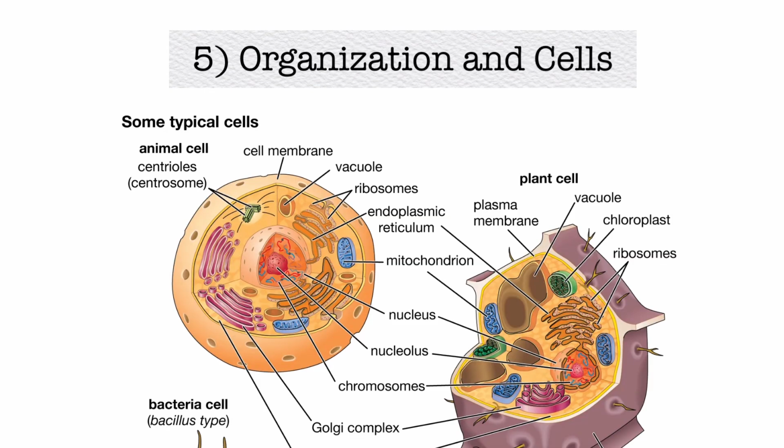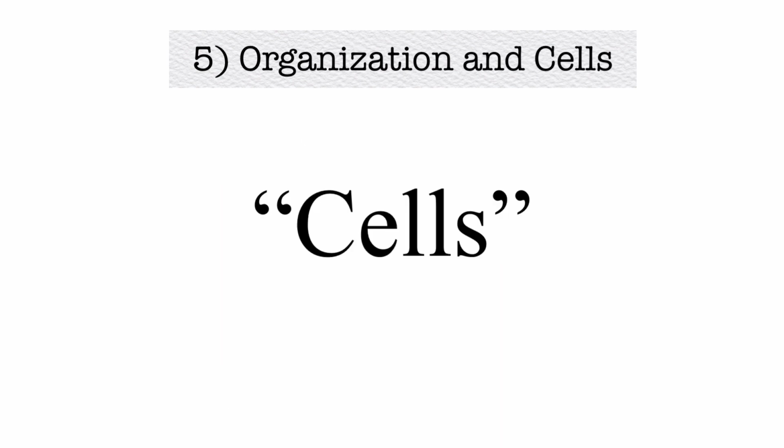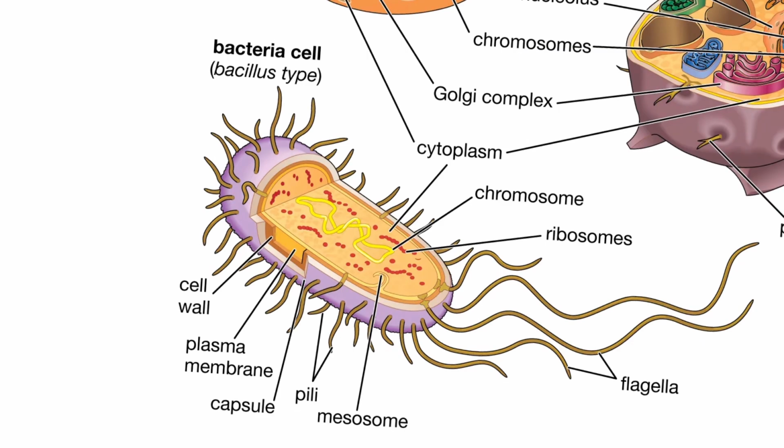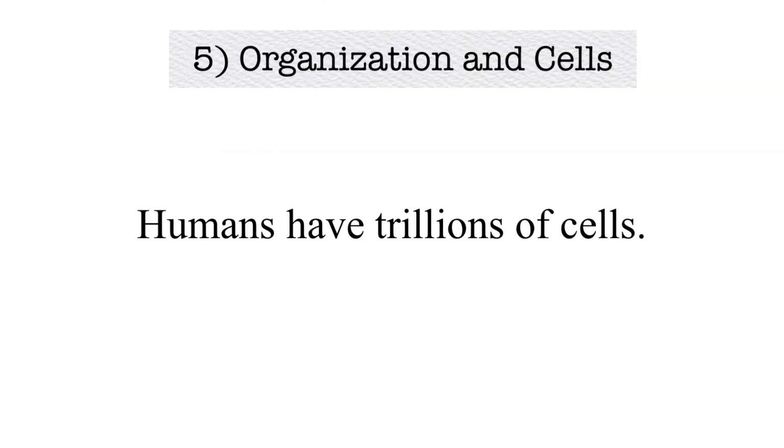The fifth one is organization and cells. Every living thing is made of tiny building blocks called cells. Some life forms, like bacteria, have just one cell, while humans have trillions.